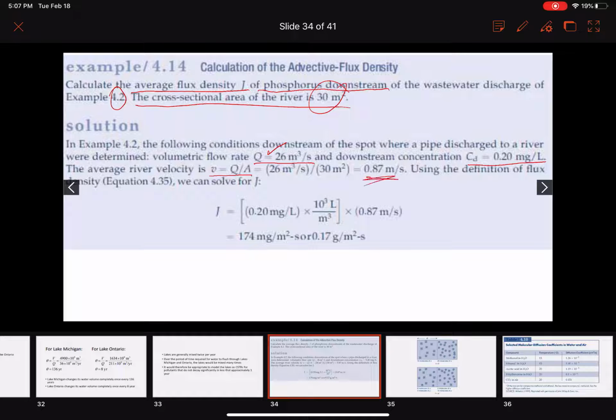The velocity is 0.8 meter per second. So we are using the definition of the flux density. You can see how this is different from mass loading. By doing the flux density, you could multiply the concentration, 0.2 milligram per liter. Of course, you can convert the liter to meter cube because we need meter cube for later on.